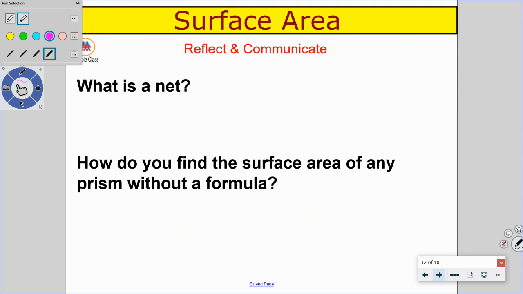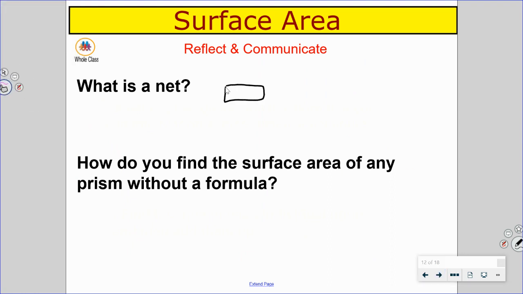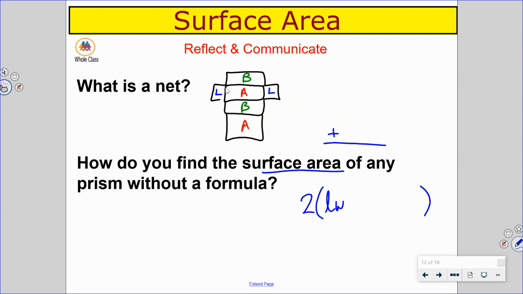So pause, rewind if you need. What is a net? A net is if you took a box and you peeled it apart, noticing that some areas are going to match the front and the back, the top and the bottom, the left and the right. How do you find the surface area? You can do the net, find all the individuals and add up, or you can do the formula. Length times width, length times height, width times height, and then double that to find that total one.